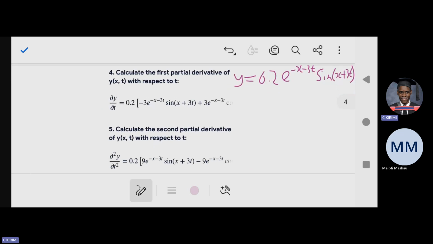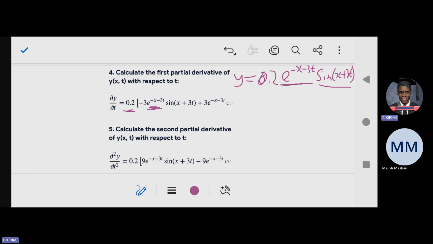So where there is 0.2, this is the constant which is outside. Now we are differentiating with what? Time. Which means x is now a what? A constant. Can you see? x is now a constant. Yes, so you must know x is now a constant. So which means you are going to get the same exponent to come back. This is the same exponent. It has come back. e to the power minus x minus 3t, while we are keeping sine constant.